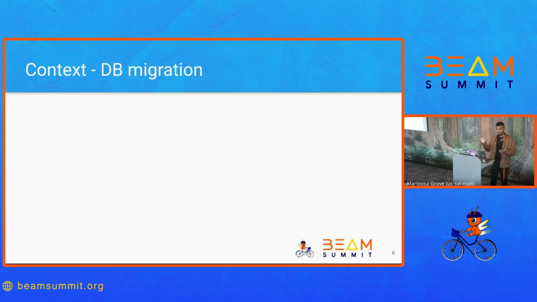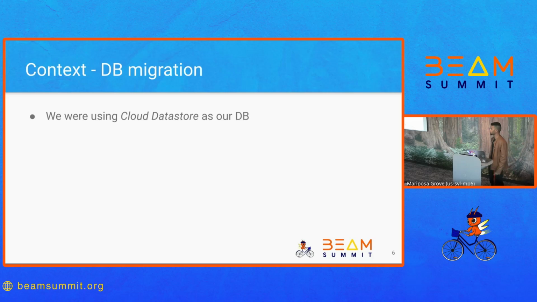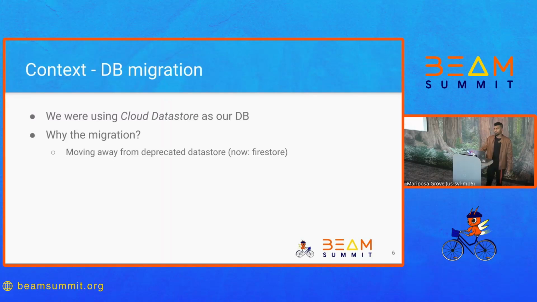Some context for the database migration. We were using something called Cloud Datastore as a database before for one of our applications. Cloud Datastore is basically a JSON store, like MongoDB, so to speak, but managed. Why did we want to move away from it? Because Google decided to deprecate Datastore, and they moved on to something called Firestore, which is like an upgraded version of Datastore. Naturally, we have to upgrade to Firestore at some point, but we had backward compatibility, so we were just stuck with Datastore for a little while.